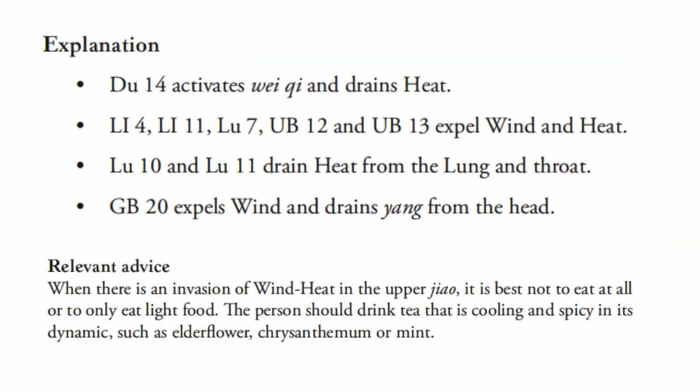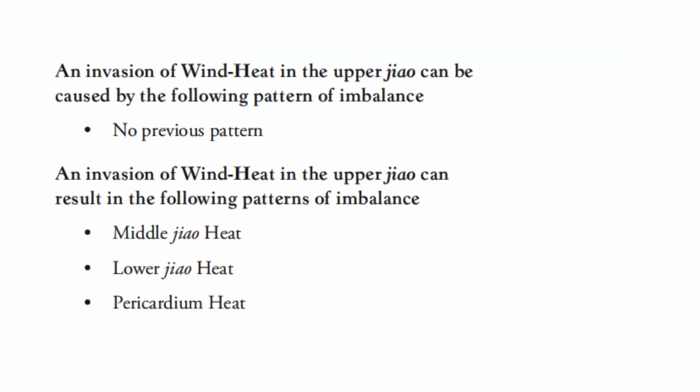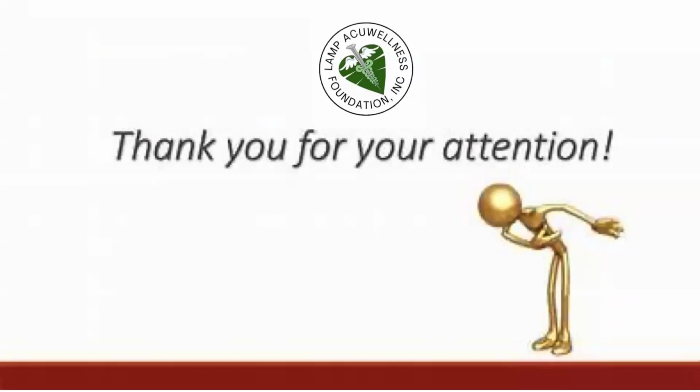When there is an invasion of wind heat in the upper jiao, it is best not to eat at all or to only eat live food. The person should drink tea that is cooling and spicy in its dynamics, such as elderflower, chrysanthemum, or mint. An invasion of wind heat in the upper jiao can be caused by no previous pattern, but it can in turn result in middle jiao heat, lower jiao heat, and pericardial heat. Thank you for your attention.